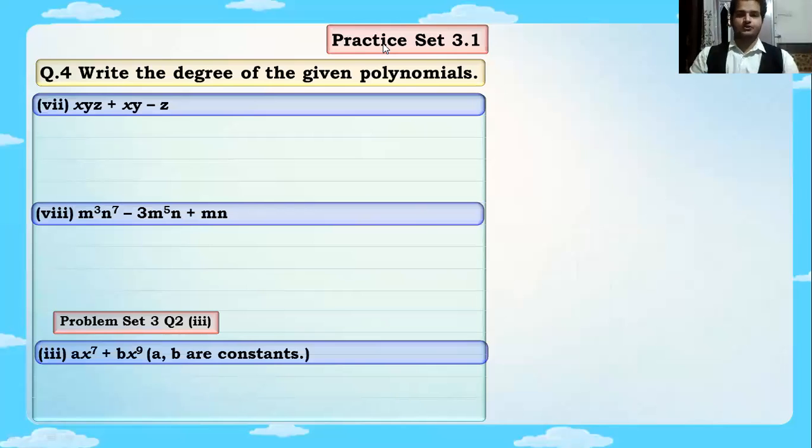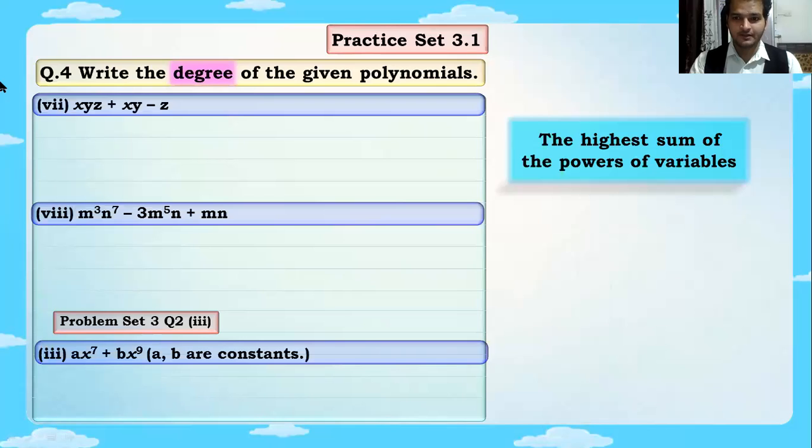So now we proceed with practice set number 3.1. Question number 4. Write the degree of the given polynomials. In the given polynomial xyz plus xy minus z, you can see multiple variables, right? When you have more than one variable, how to find the degree of the polynomial? First of all, the degree of the polynomial means what? The highest sum of the power of variables.